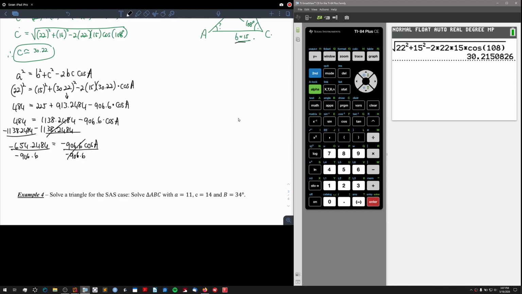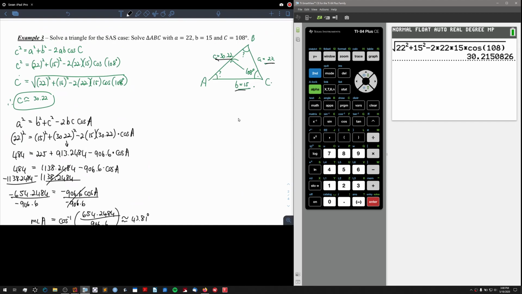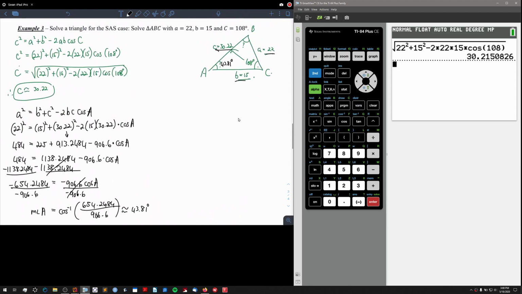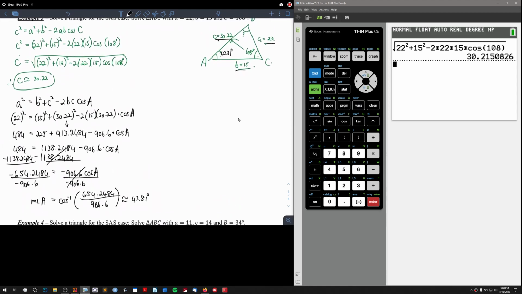So here's what I have, and I'm going to write this all at once now. I have the measure of angle A is inverse cosine of that stuff right there, 654.2484 over 906.6. And if you enter that in your calculator, you get approximately 43.81 degrees. Okay, so measure of angle A is about 43.81 degrees.